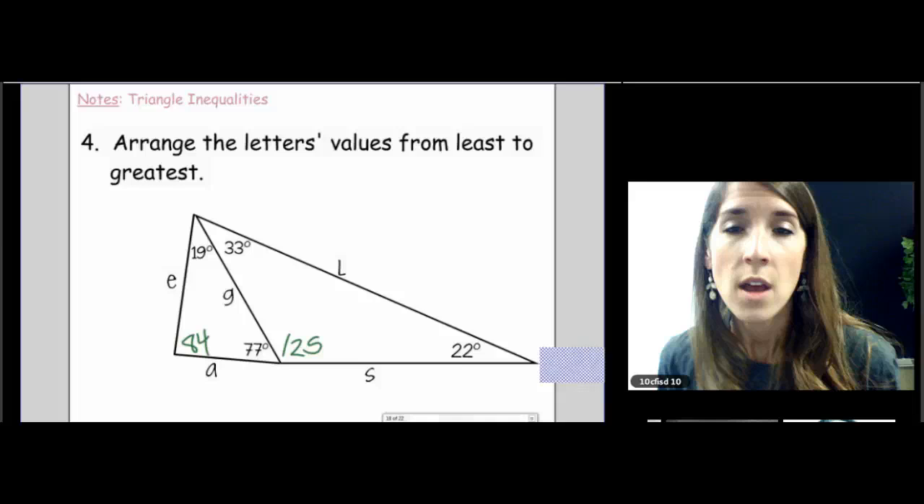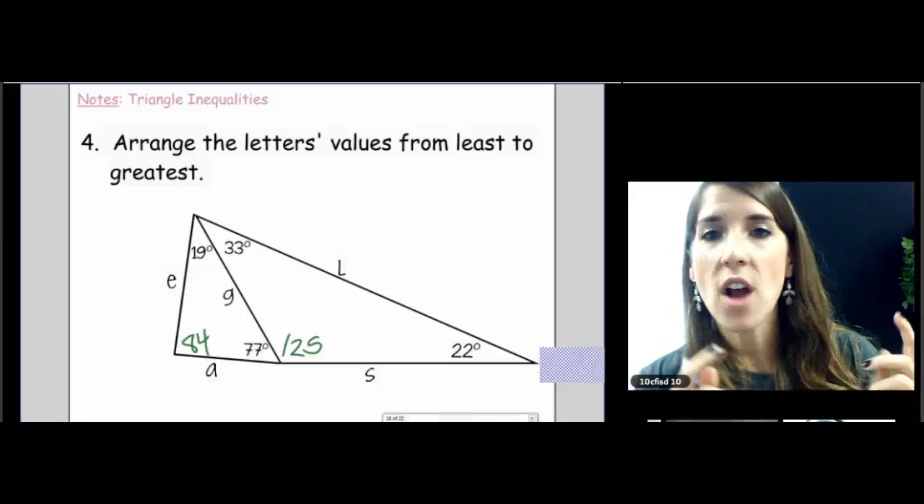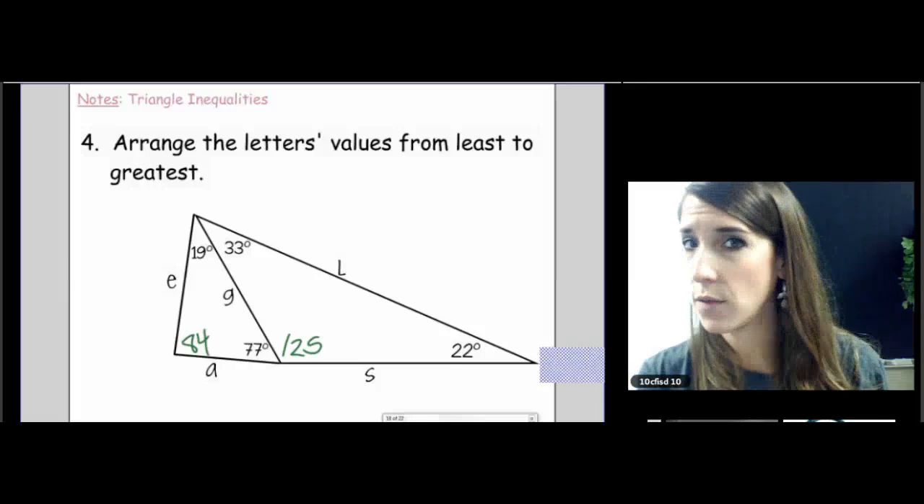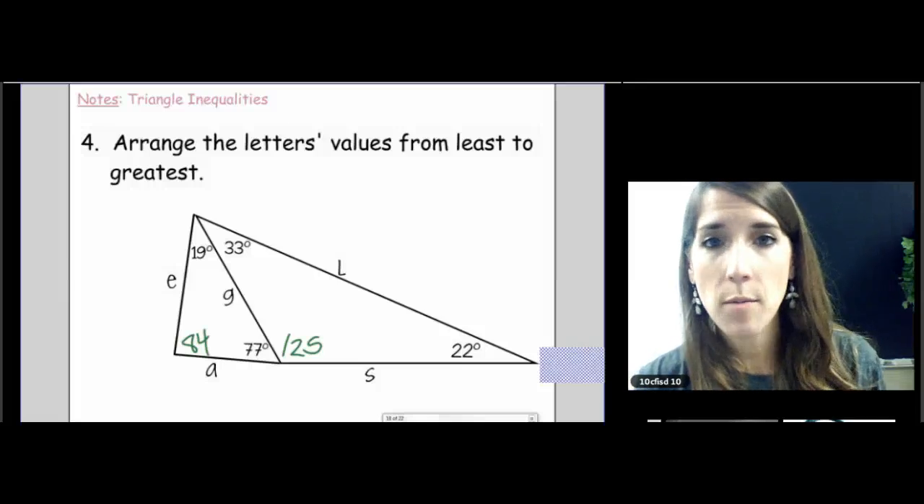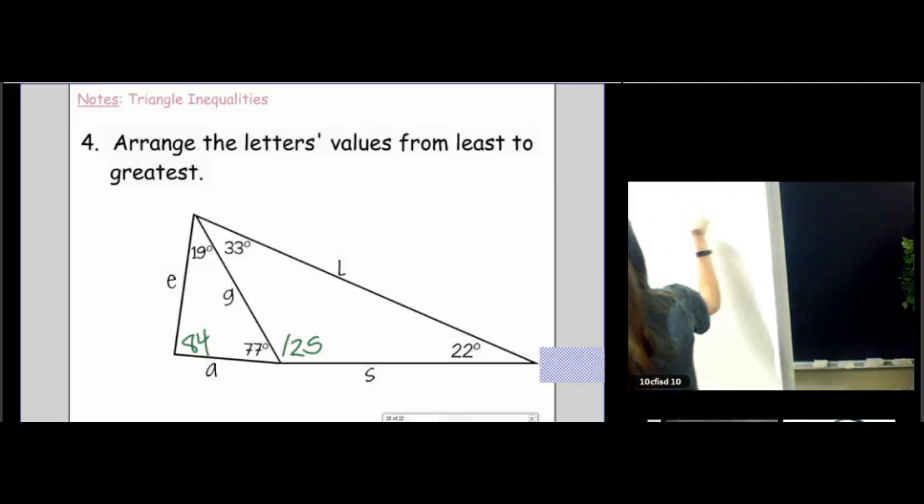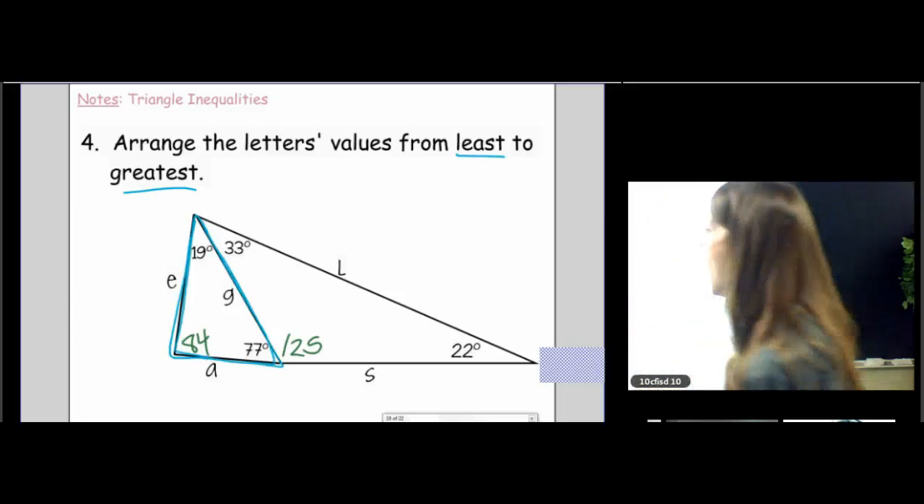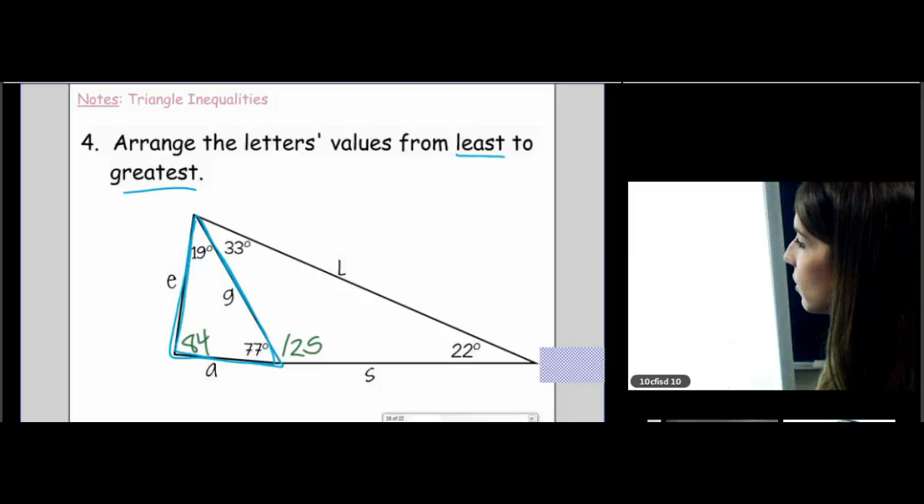Good? Now what you need to do is look at one triangle at a time. You cannot compare an angle from one triangle to an angle from another triangle. So you can never look at more than one triangle at once. You look at one triangle at a time. We're doing least to greatest. So I'm going to start with this triangle right here. Only that triangle. I'm going to order those letters from least to greatest.